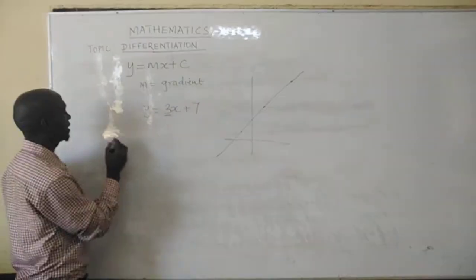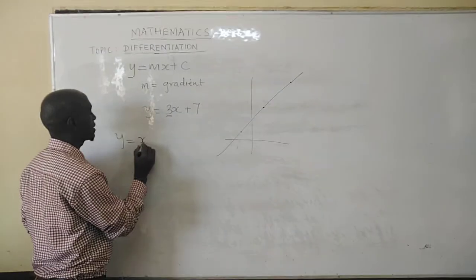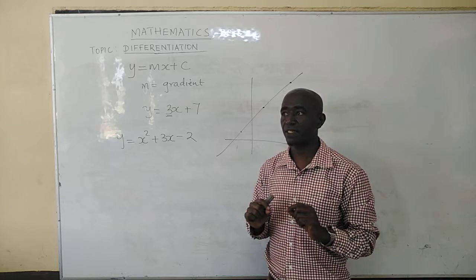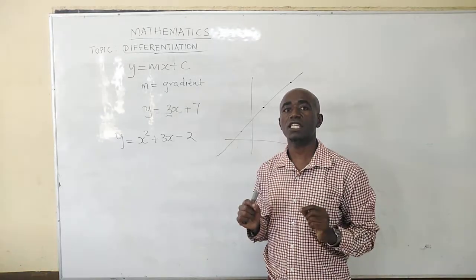But what about a curve? For example, a quadratic curve, y is equal to x squared plus 3x minus 2. This is a quadratic equation. And you learned about quadratic equations in Form 2 and also in Form 3. So how can we get the gradient of this curve? For a curve like this one, we don't have a constant gradient.